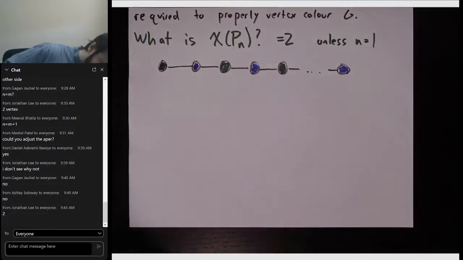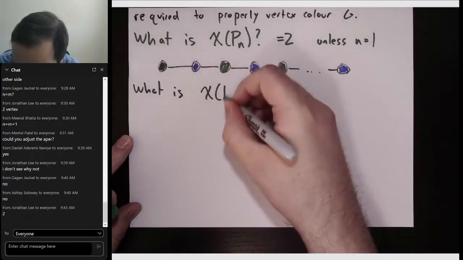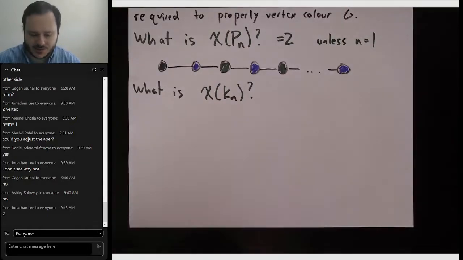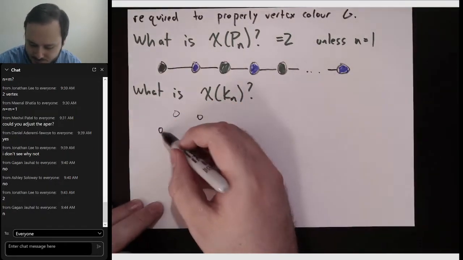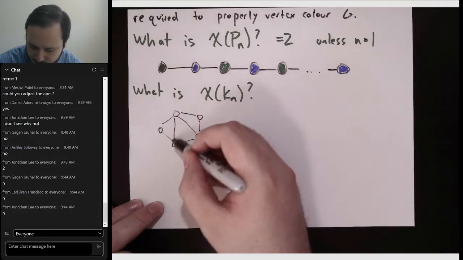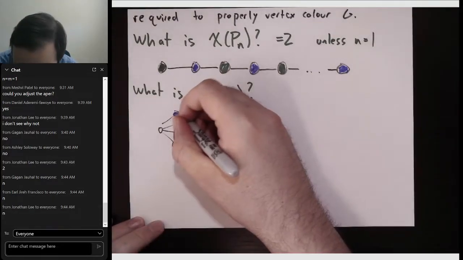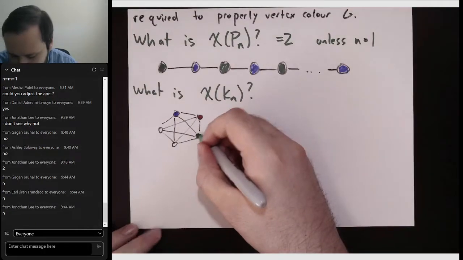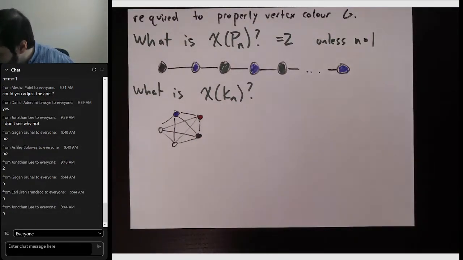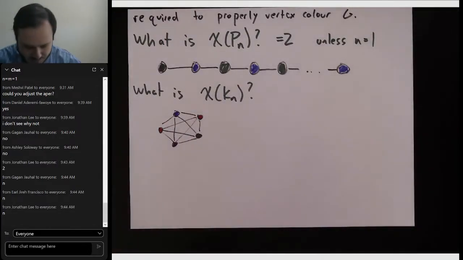Slightly harder. What is the chromatic number of the complete graph on n vertices? I have every edge possible. Yeah. If I have every edge possible, everything is adjacent to everything else, so I can never reuse a color. If I ever use the same color twice, that means they're adjacent to each other. So it's going to be equal to n.